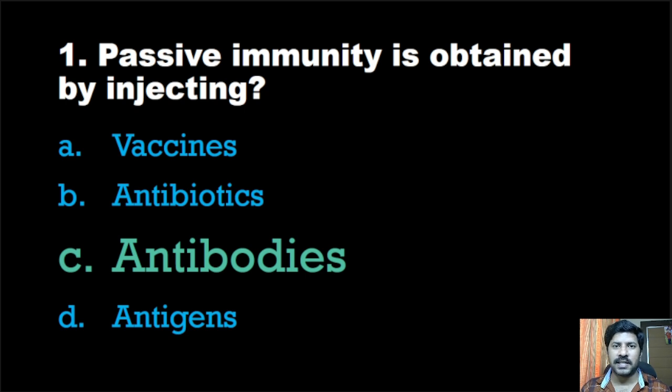Vaccination and all is based on active immunity. In vaccination, the vaccines are inactivated viral or bacterial material that is injected into the body. Then the body will make antibodies against that particular pathogen. So there will be active immunity.